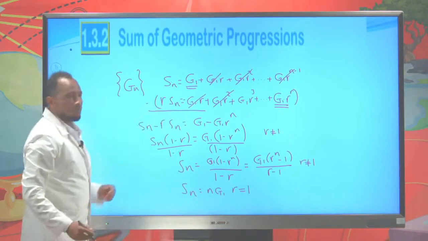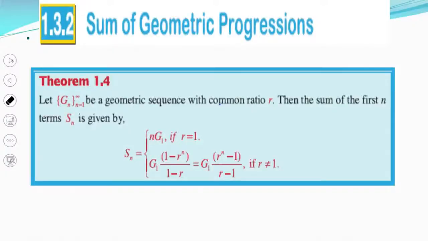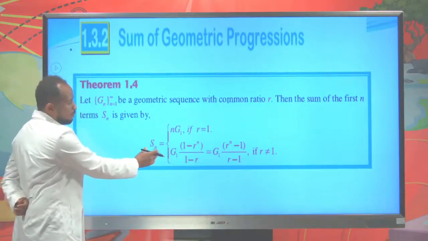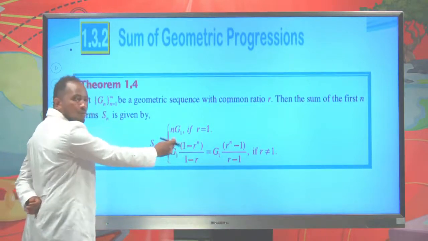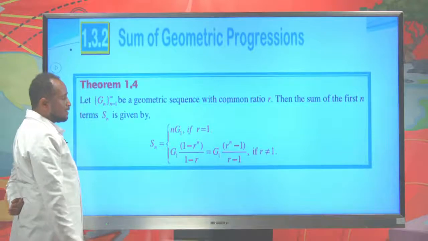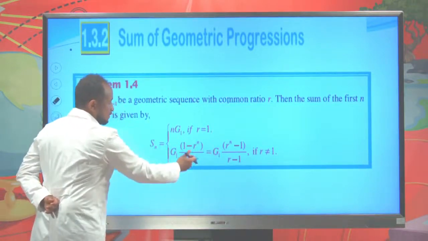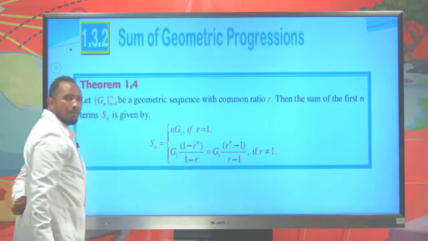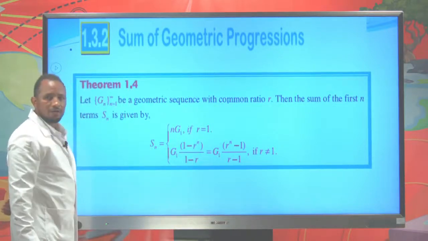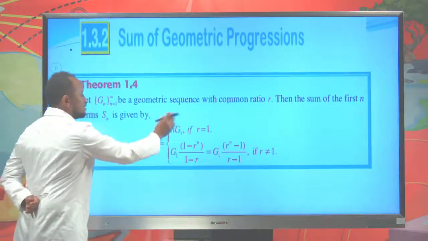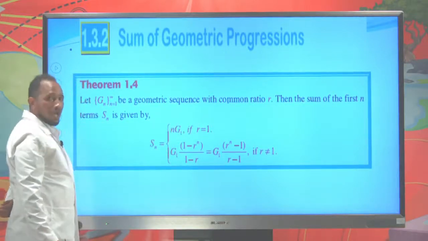So this is how the formula was derived. Let Gn be a geometric progression with common ratio r. The sum of the first n terms, Sn, is given by g1 times (1 minus r raised to n) over (1 minus r), or you can reverse the two: g1 times (r raised to n minus 1) over (r minus 1), if r is different from 1. If r is 1, the sum of terms is simply n times g1.